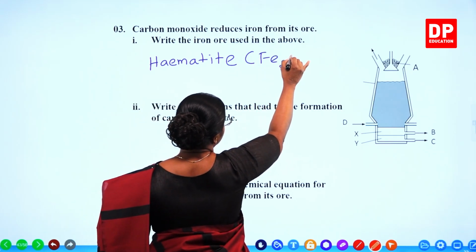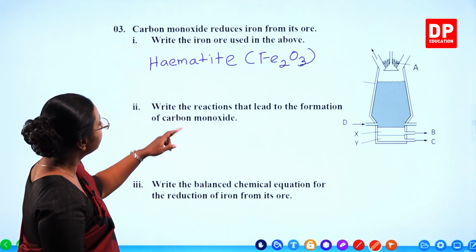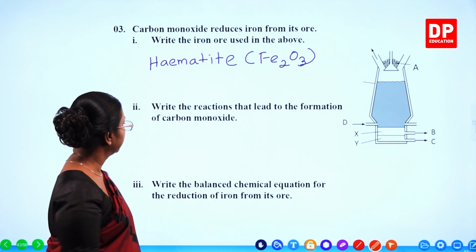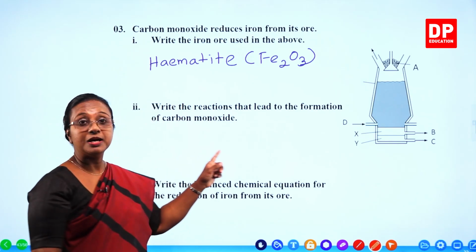It has Fe2O3. You need to write hematite. Write the reactions that lead to the formation of carbon monoxide.